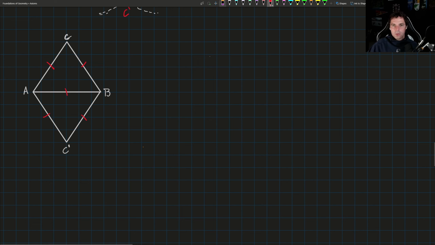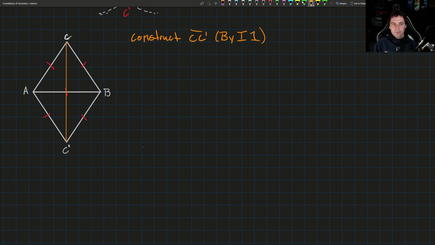Okay, now what I want to do is actually split these things in half. So I want to construct CC prime, and we can do that by I1. What we want to do is prove that two of these smaller triangles are congruent to one another, therefore splitting these two segments apart evenly.